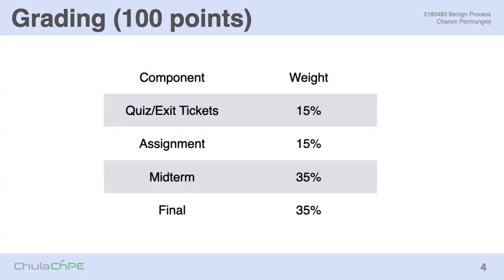The grading, so out of 100%, the quiz and exit ticket will be 15%. Assignment will be another 15%. Midterm is 35 and final is 35.